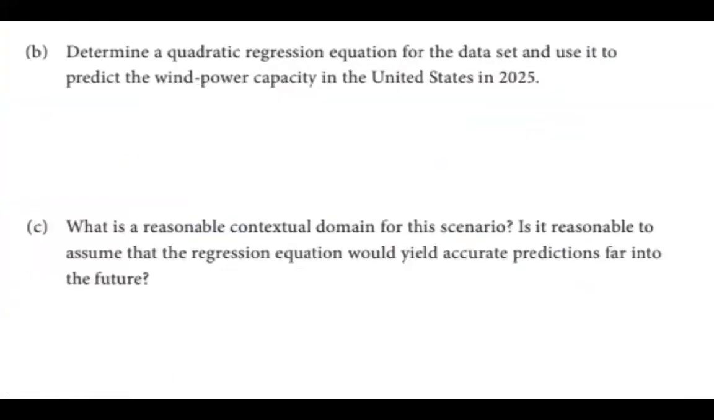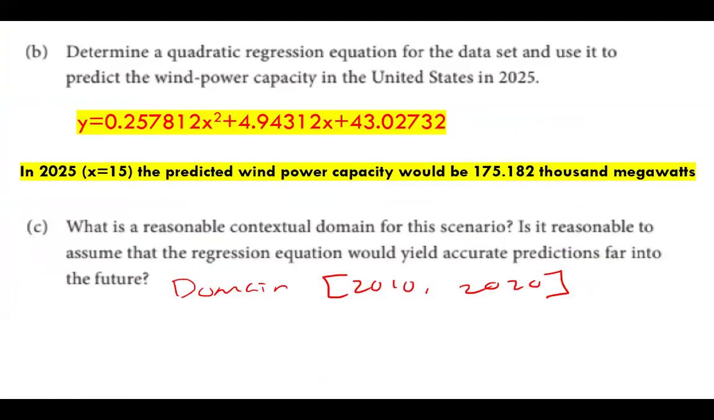On part B, it says, what is your regression equation? The regression equation is given to you. It tells you this is your regression equation. You wouldn't have to type it all out. You would round it to the nearest three or four decimal places, and that would be your answer, right? I'm just on a computer, so it was just easy for me to copy and paste, right? And then it said in 2025, what is the predicted wind power capacity? So because it says 2025, I have to remember that my initial table started at 2010, right?